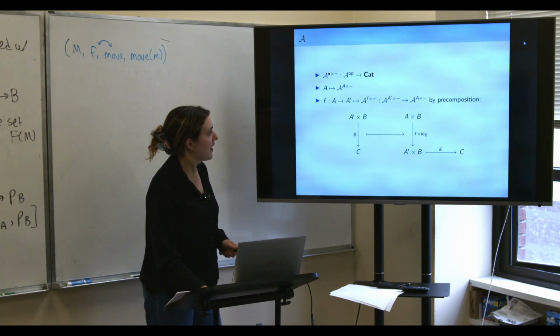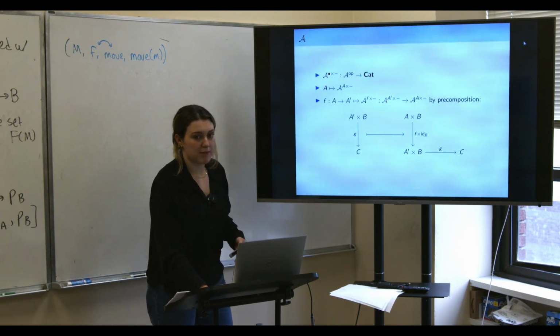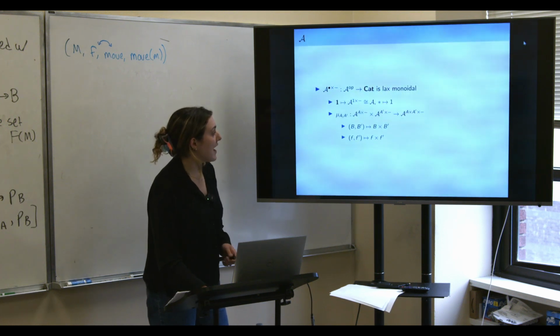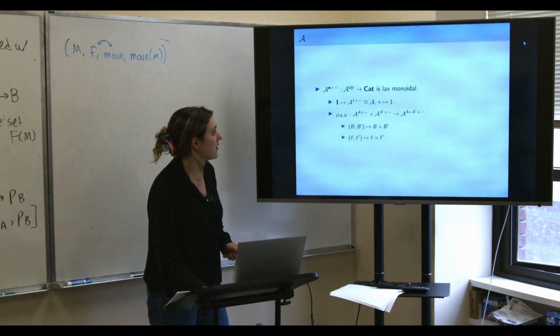And then it sends an arrow to the right arrow by precomposition. I'm going to skip over that. This is a lax monoidal functor. Again, going to skip over that.